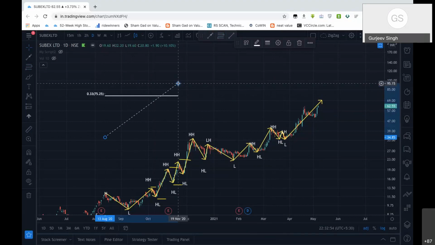Yes, we should add strength only when my higher high is breaking. Yes, can you please switch? See, the zigzag indicator will not help you because the rules which we are using are not in the zigzag indicator.